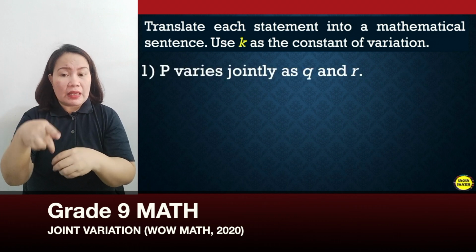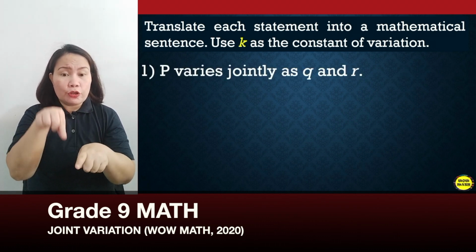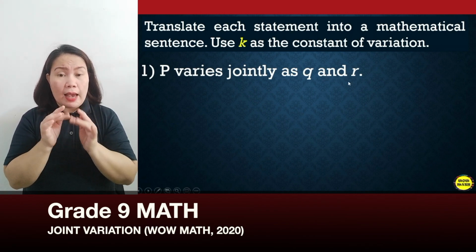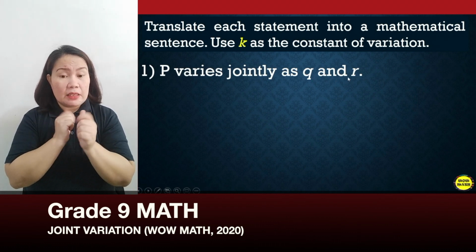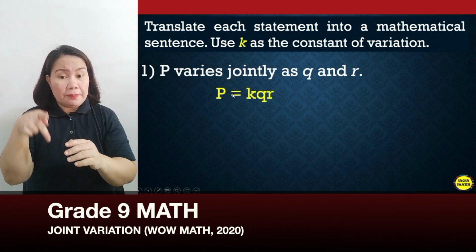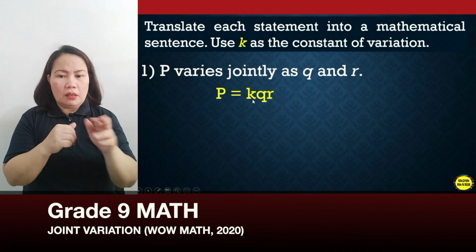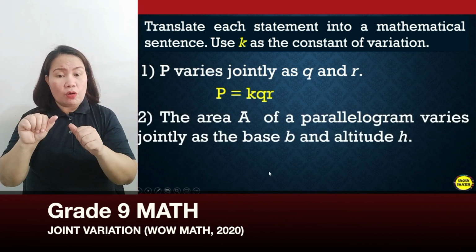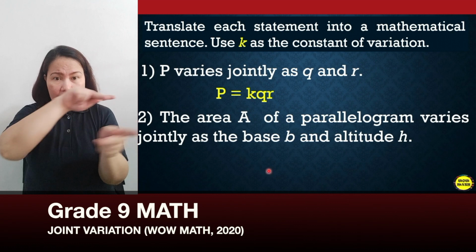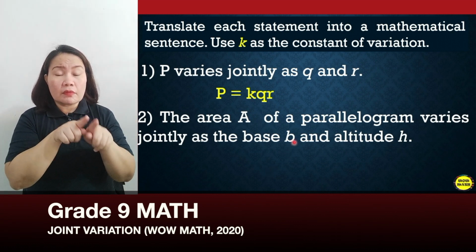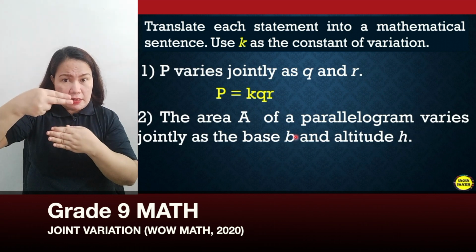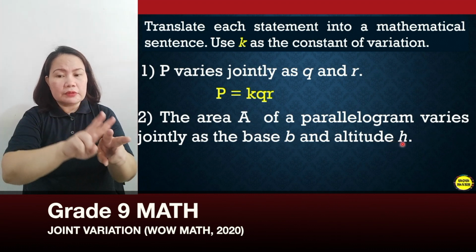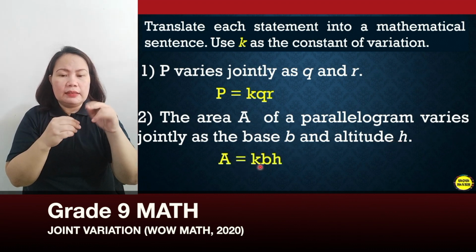Number 1, P varies jointly as Q and R. So, meron naman tayong makikita na connector dito na "and". So, ibig sabihin, pagsasamahin natin si Q and R. So, that is P equals KQR. So, yung K natin dito is the constant of variation. Another, the area A of a parallelogram varies jointly as the base B and altitude h. So, that is A equals KBh.